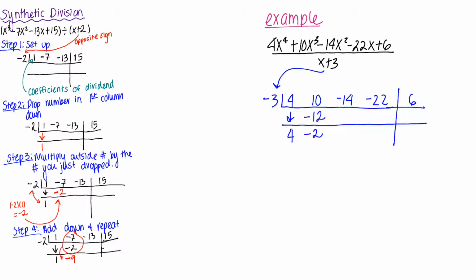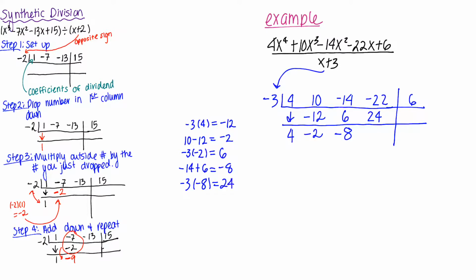So maybe off to the side here, I'll write the math that I've done. So I did negative 3 times 4 is equal to 12. And by 12, I clearly meant negative 12. Then I did 10 minus 12 is equal to negative 2. Now I'm taking negative 3 times negative 2 and putting it here. So negative 3 times negative 2 is positive 6. And then negative 14 plus 6 is negative 8. So that would be adding straight down. Negative 3 times negative 8 is positive 24. Negative 22 plus 24 is positive 2.